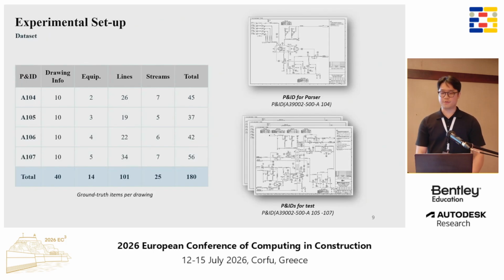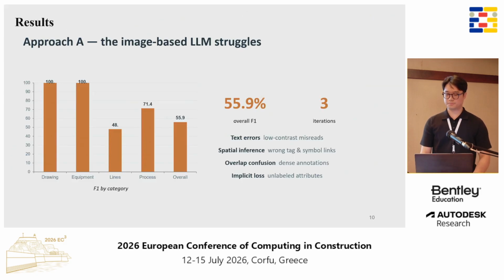To keep the comparison fair, drawing A104 was parsed into both PDF and DXF formats. Both approaches read the same drawings. The parser was built on A104 only. Then it was applied to A105 through A107 without any modification. The ground truth was built by hand and cross-checked against the original design specifications. We report F1 score for both approaches. Now let's see the results.